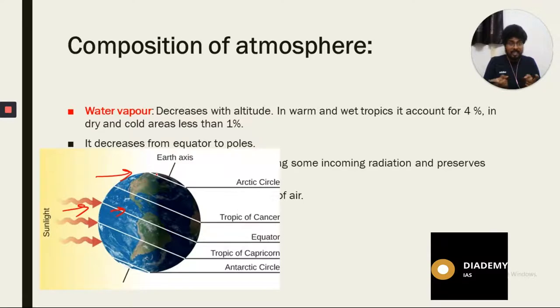So when the temperature is higher around the equator, what will happen? More and more water gets heated up and more water vapor rises up. So more water vapor is present in the area around the equator than the areas around the poles. That is the main reason. So that is the reason when we go up, the water vapor gradually decreases.